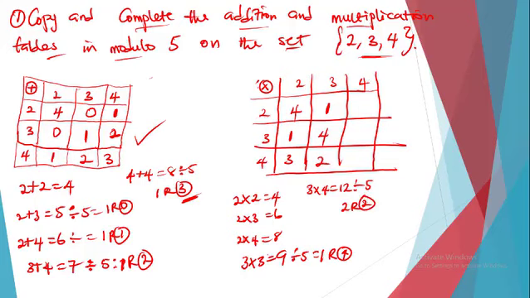Then we'll have 4 times 2 to be 8. And 8 is equal to 3. 4 times 3 is 12. What did we get that to be? 2. We have 4 times 4, which is 16. 16 divided by 5 will give us 3 remainder 1. We'll pick our 1 and add it here. Is there any confusion on this?